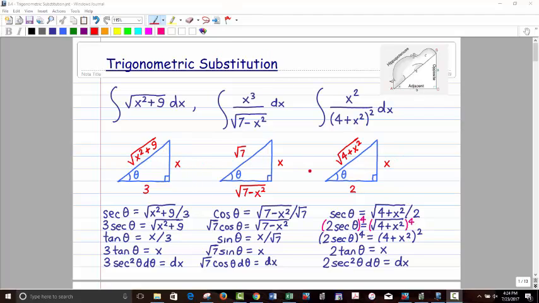and we'll set up right triangles, and then we'll convert the algebraic integral to a trig integral, and then we'll integrate it as a trig integral, and then convert it back to algebraic at the end. So let's jump right in there and see what we got.